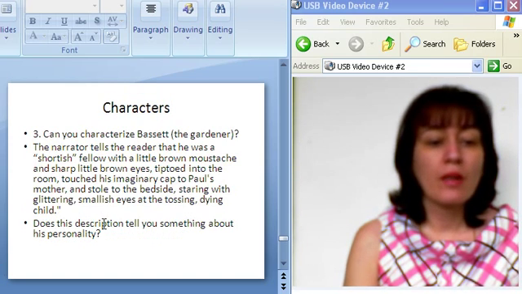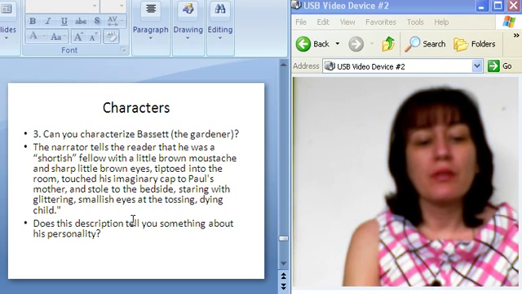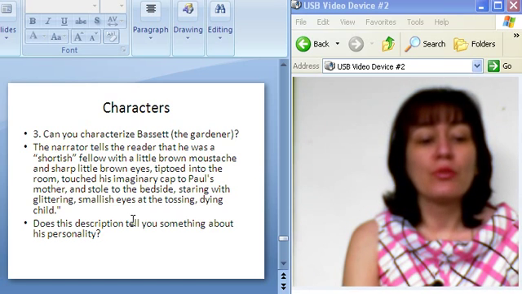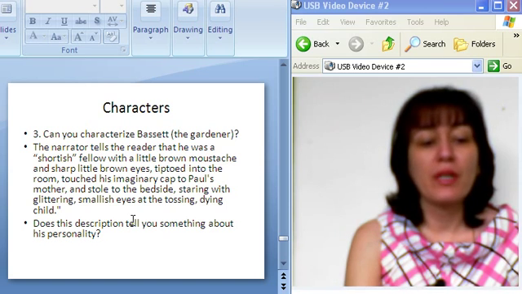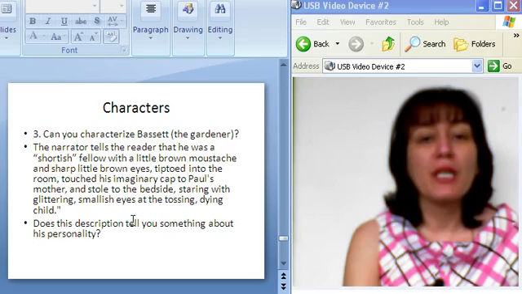Can you characterize Bassett the gardener? The narrator tells the reader that he was a shortish fellow with a little brown mustache and sharp little brown eyes, tiptoed into the room, touched his imaginary cap to Paul's mother, and stole to the bedside, staring with glittering, smallish eyes at the tossing, dying child. Does this description tell you something about his personality?